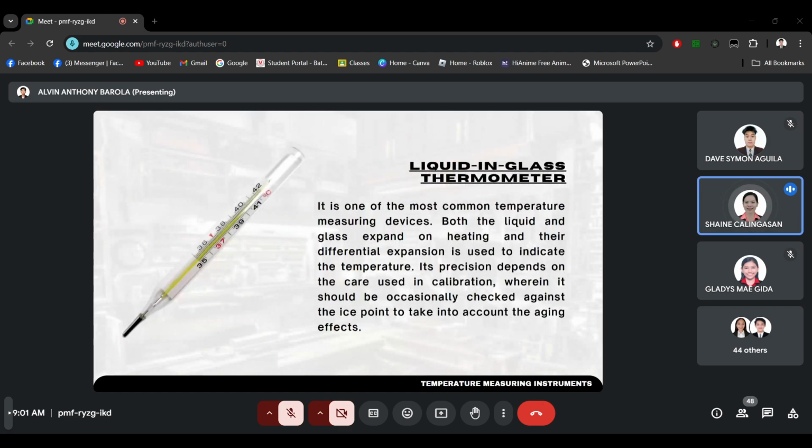So we have liquid in-glass thermometer. It is one of the most common temperature measuring devices. Both the liquid and glass expand on heating, and their differential expansion is used to indicate the temperature. Its precision depends on the care used in calibration, wherein it should be occasionally checked against the ice point to take into account the aging effects.